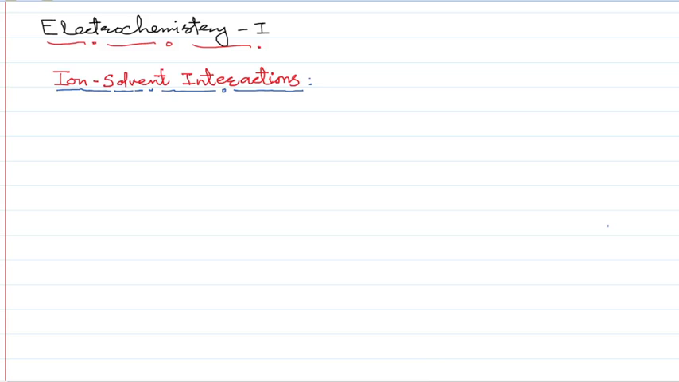Today we will start the new chapter number 1, that is electrochemistry. The first topic we have to understand is the ion solvent interactions. Before going into the ion solvent interactions, first we will define some of the terms here. First we need to know the proper definition of an electrolyte.